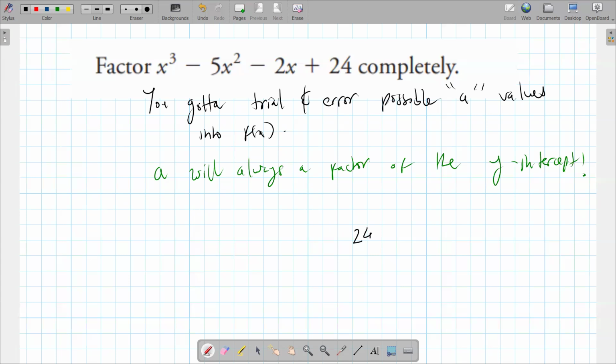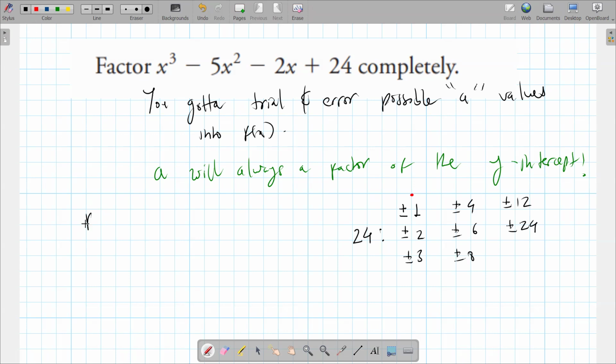So 24 actually has a bunch of factors. Let me list them out. When you're doing this, the a value can be both positive and negative, so you have to account for both of them. So it's plus minus 1, plus minus 2, plus minus 3, plus minus 4, plus minus 6, plus minus 8, plus minus 12, plus minus 24. Those are all the factors of 24, so those are all your possible a values. You always start here and check which a value, when you plug it into the equation, gives you a 0.